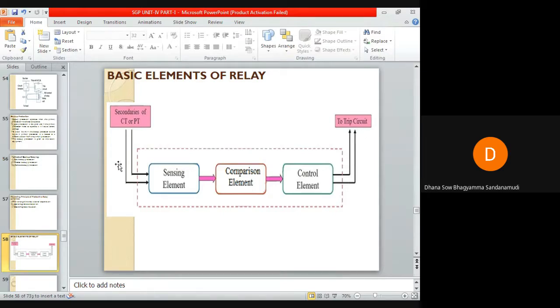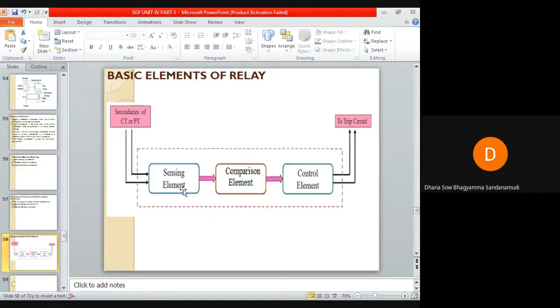So the secondary of the CT or PT is connected to the sensing element. The sensing element is connected to the comparison element. The comparison element is connected to the control element. The control element is connected to the trip circuit. You know what a trip circuit is. The basic elements of the relay are the sensing element, comparison element, and control element. These three are the basic elements of the relay.